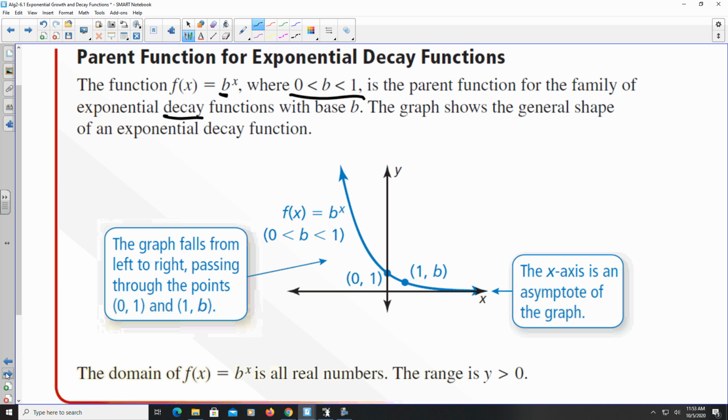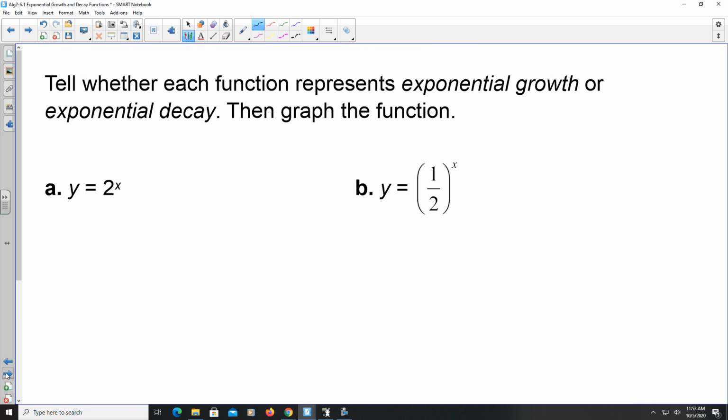The first part of our questions is they want you to tell whether the function represents exponential growth or exponential decay. I'm not as concerned right now about the graphing of it. I'm more concerned about you being able to identify if something is a growth or decay. Again, if we have y equals a times b raised to the x power, whatever is raised to the x power is going to be our value of b.